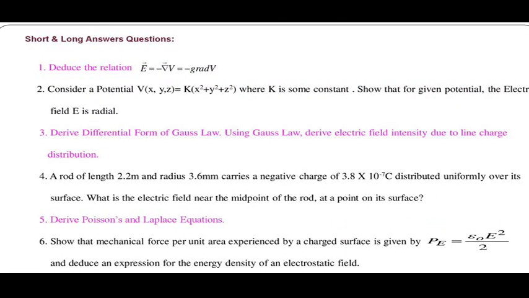Short and long answer questions. Question number 1. Deduce the relation: electric field equal to negative gradient of potential. Question 2. Consider a potential V equal to K times (x square plus y square plus z square), where K is some constant. Show that for a given potential the electric field is radial.